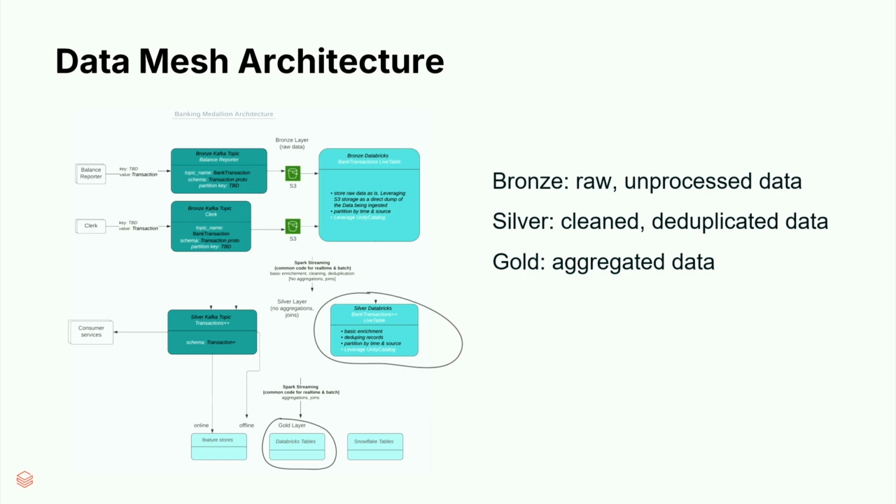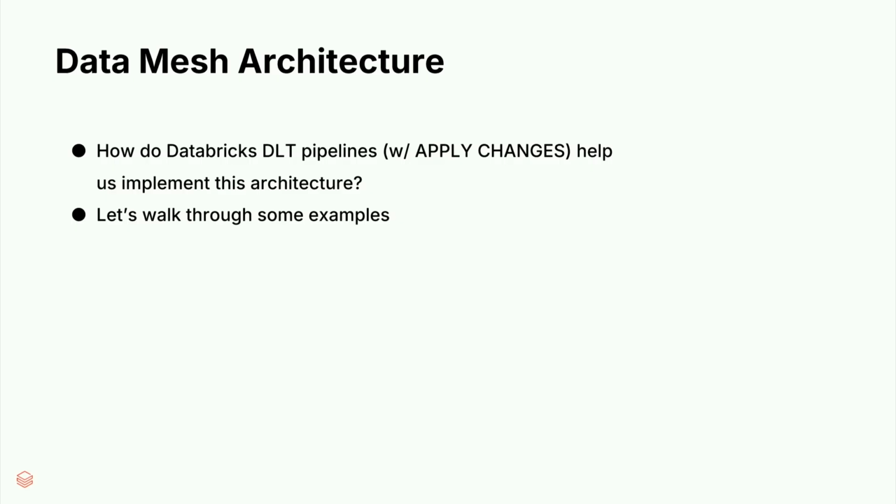I'm going to be walking you through two real-life use cases. They both directly correspond to each of the product slides that Toby presented to you all, and they live in the silver and gold layers of this data flow. The question I'm going to try to answer over these next few slides is: how do Databricks DLT pipelines, specifically using the Apply Changes API, help us implement this architecture?